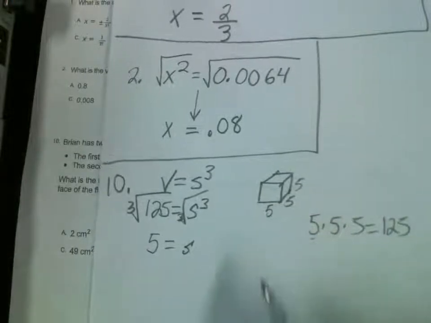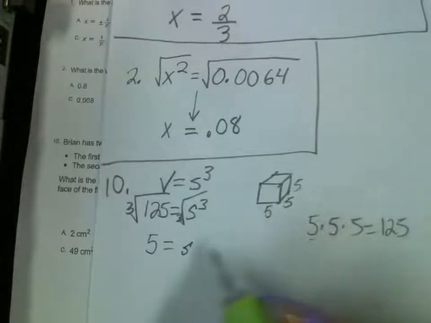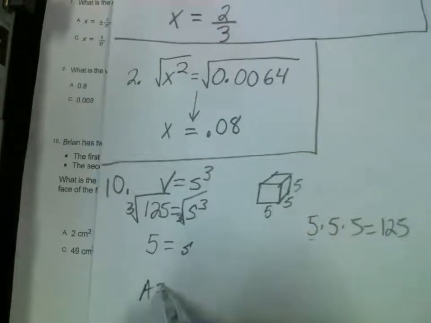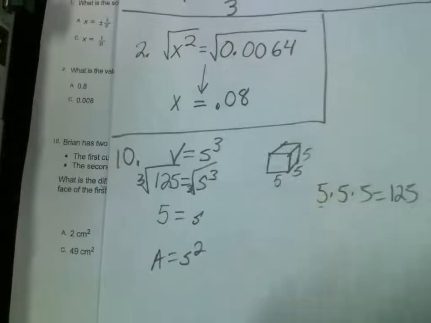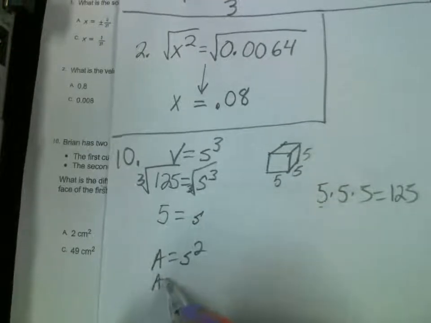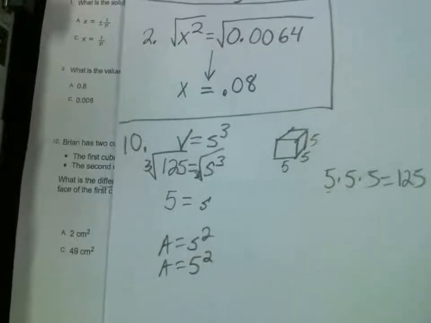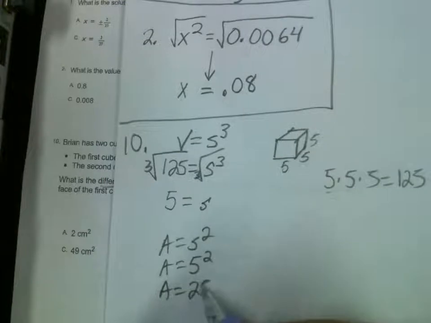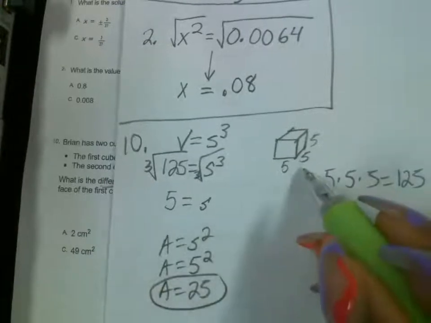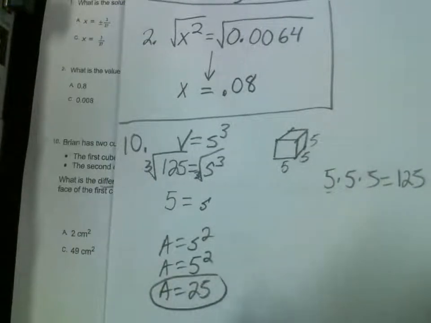So if I want to find the area of one of the faces, I use the formula for area of a square because all I want to do is find the area of one of the faces. So I'm going to substitute 5 in the place of S. So it's 5 squared. That's 5 times 5. And 5 times 5 is 25. So the area of one of the faces is 25. That's for the first cube.